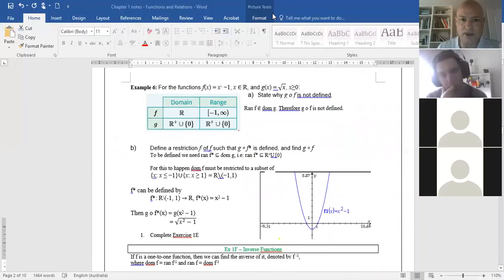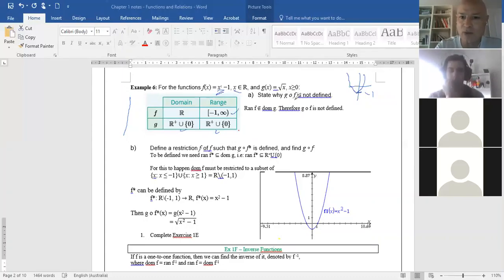Example 6 says, for the functions f of x equals x squared minus 1, where x is an element of reals, and g of x equals the square root of x, x is greater than or equal to 0, state why GoF is not defined. Okay, well, we've got the domain and range written here, but I'll do it with you. The domain of f, they tell us, is reals. Now, this is just a parabola that's been shifted down 1, to -1. So the range is from -1 to infinity. This is the square root of x, which we already know is reals positive, including 0. So why is GoF not defined?